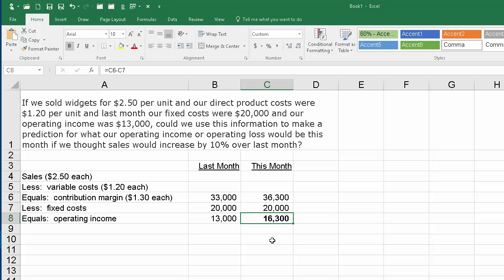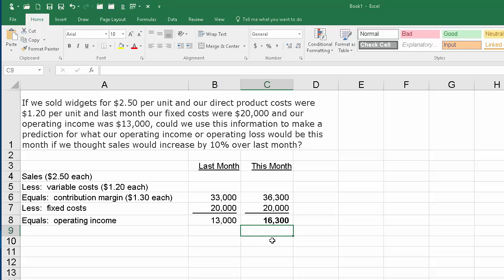Okay, so 16,300 is what we would expect as our prediction for what operating income would be for this month.